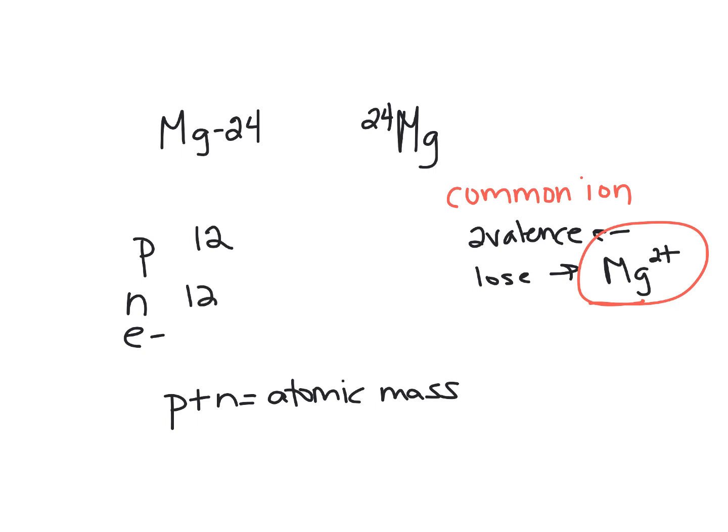But electrons are not going to be 12. If it were a neutral atom, it would have 12. But remember, we formed an ion. We only gain and lose electrons to form ions. So we lost 2 electrons. If it was neutral, it would have 12 electrons. We've lost 2, so we're only going to have 10 electrons. And this is for the ion, not for the neutral atom.